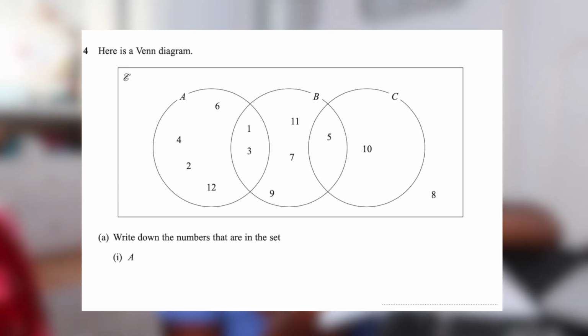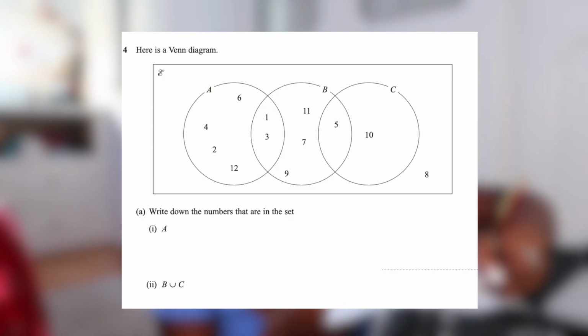If there's one thing I learned before walking into that exam, it is set, to be more specific, the Venn diagram aspect of it. I never got that and I still don't. Okay, write down the numbers that are in set A. Oh, that's simple. 6, 1, 3, 4, 2, 12.